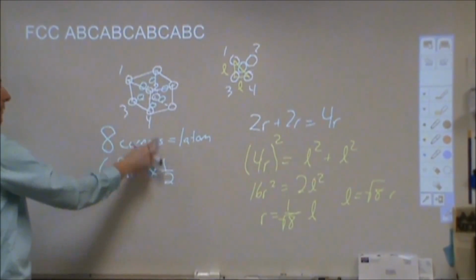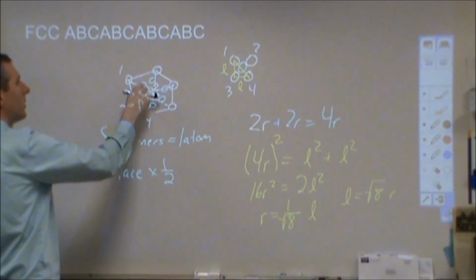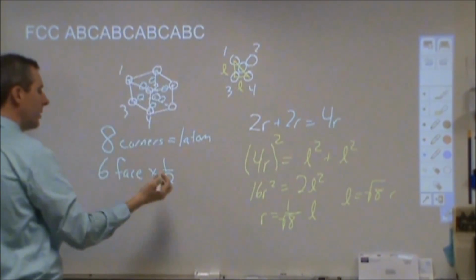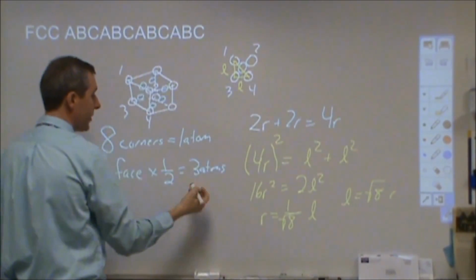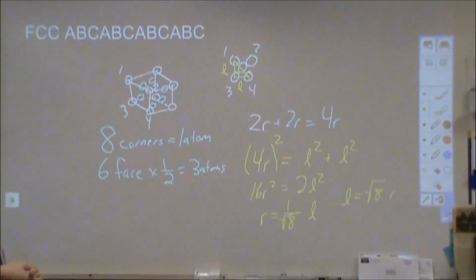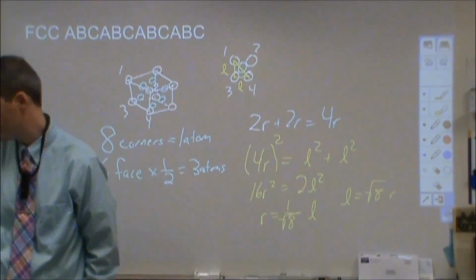So we're going to count half of this atom towards this unit cell and half towards this one. Half of this one towards this one, half towards this one. So when we're done, we're going to count that as 3 total atoms. And so we'll have 4 total atoms in this face centered cubic model. Okay? So we can use that for density calculations as well.